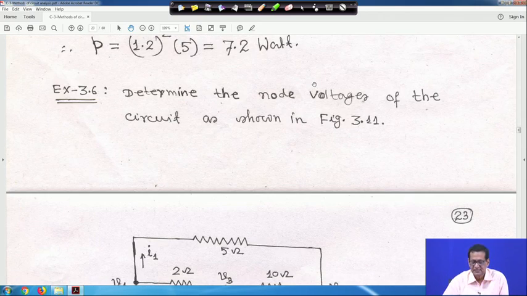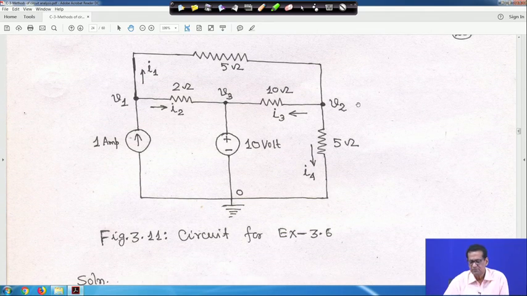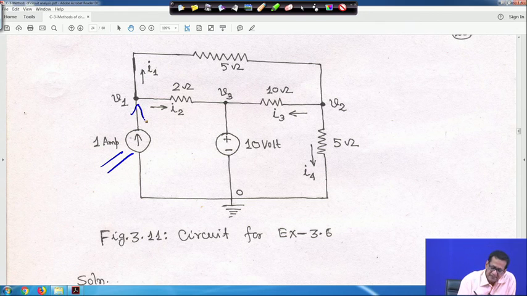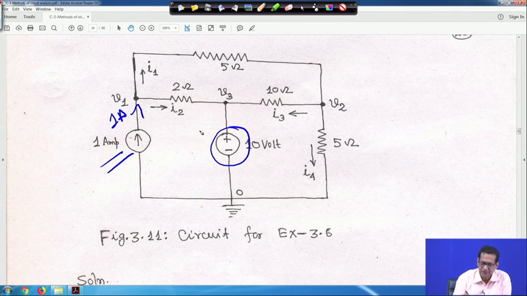Right. Next is determine the node voltages of the circuit as shown in figure 3.11. So, you have to find out the node voltages of the circuit. Look, in this case you have one current source here of 1 ampere. That means this current is 1 ampere entering into the node, right. And next a voltage source is there, 10 volt, and this is your node 3 and this is your reference node. So, here voltage V0 is 0, again and again I told you.